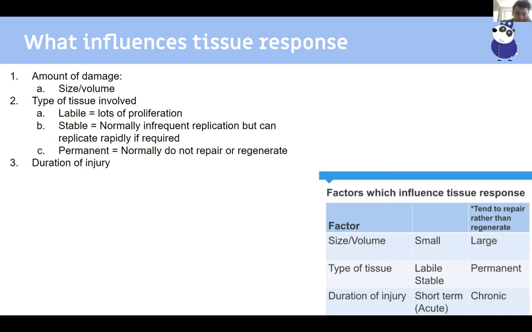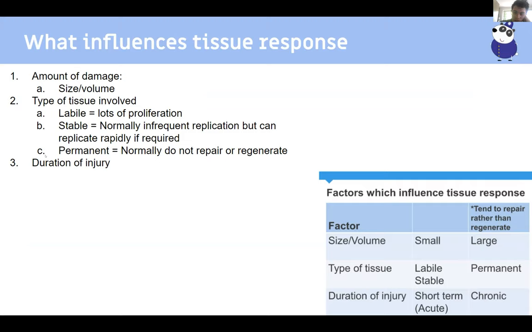Can anyone think of an example of stable? Quite difficult. I'd be impressed if you could. I've mentioned this organ a couple of times, and you'll probably think it was random that I was mentioning this organ. It's an organ related to the foregut, sorry, that secretes insulin. Pancreas, I was going to say that. Yes, pancreas.